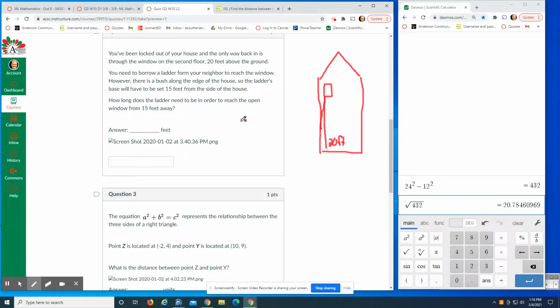And then it says the ladder's base will be set 15 feet from the house. So we're talking from here to here. This is 15. And then the ladder is going to go right here. So here's your ladder. And so we now have, if you think about it, an A and a B, and then the ladder itself is going to be C. So we want to set up the problem 15 squared plus 20 squared, and that's going to give me whatever C squared is. So we'll do that, 15 squared plus 20 squared, and then we want to find the square root of that. So square root of 625. So this is 25 then. C is 25.